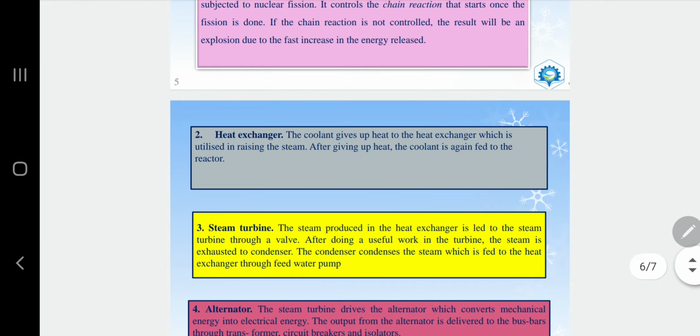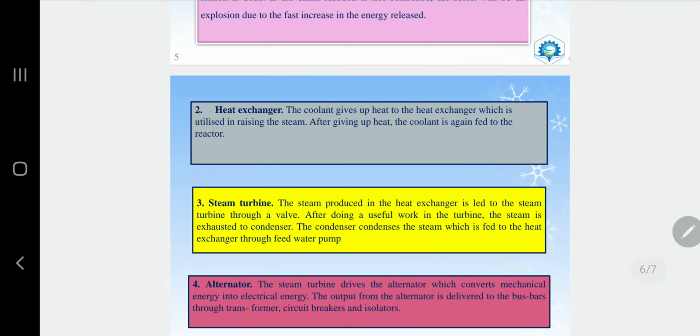Now second comes the heat exchanger. The coolant gives up the heat to the heat exchanger, which is used for raising the steam. After giving the heat, the coolant is fed back to the reactor. Now third comes the steam turbine. Steam is produced in the heat exchanger, which is led towards the steam turbine through a valve. After doing the useful work, the steam is exhausted to the condenser. The condenser condenses the steam and it is fed back towards the heat exchanger through a feed water pump.